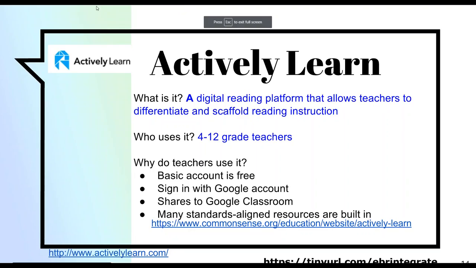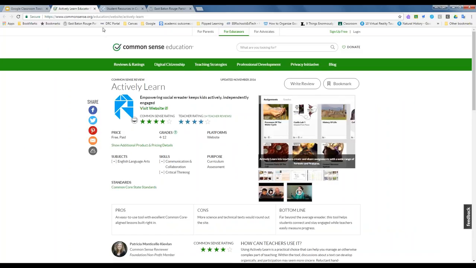Alright, so the next tool that I want to share is called Actively Learn, and Actively Learn is a digital reading platform that allows teachers to differentiate and scaffold reading instruction. It's primarily used by 4th through 12th grade teachers, but I could see where a pre-K to 3rd grade teacher might be able to use Actively Learn if they upload a good deal of their own content. Teachers love this tool because it's free. You can sign in with your Google account and you can also share to Google Classroom. You don't have to start from scratch on this platform. You can use many standards aligned resources that are already available.